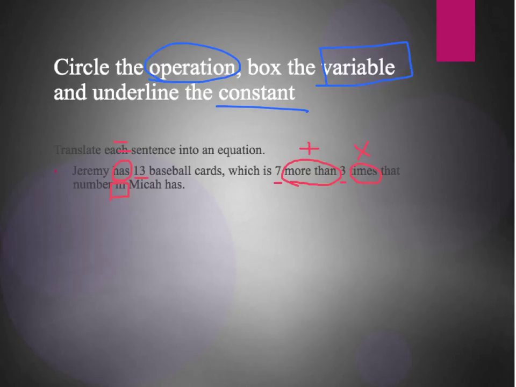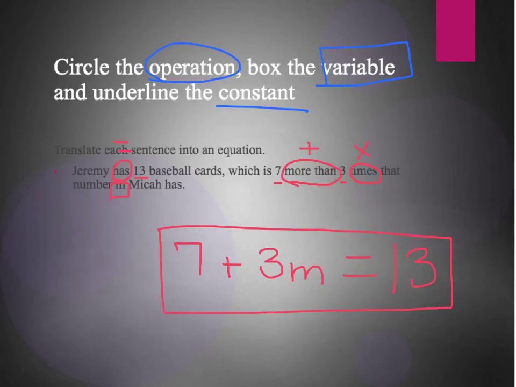All right, so when I go back through, Jeremy has 13 cards, so that's his total, that's how many he has. He has 13 baseball cards, which is 7 more. I know I'm going to add 7 to something. 7 more than 3 times m. So I have 7 plus 3 times m equals 13. And that's my final answer.